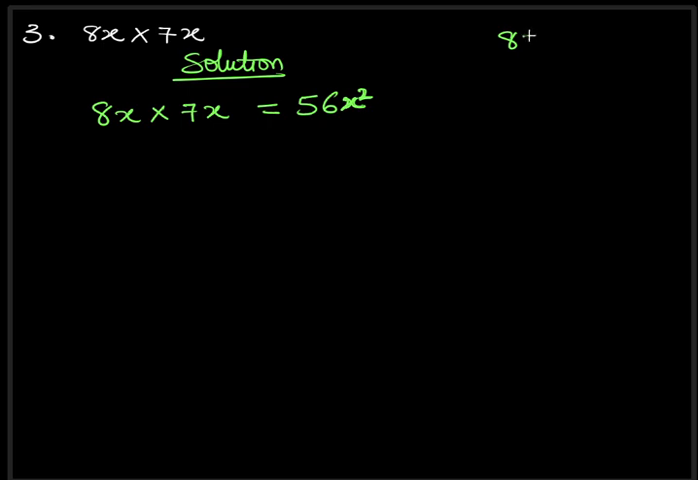But if we were to add this, 8x plus 7x, this will be equal to 8 plus 7. Because they are like terms, we can add them. They contain variable x. So this will give us 15x, just one x, 15x. But if we are multiplying 8 times 7, 56, and then x times x will give us x squared. Okay, so let's wipe this off.